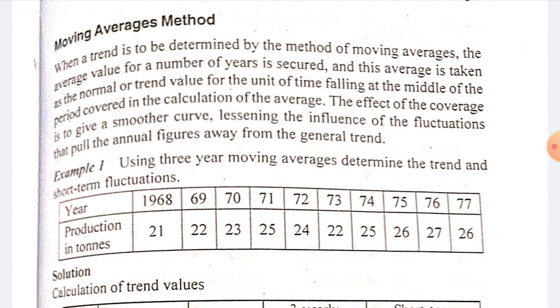The first example is: using 3-year moving averages, determine the trend and short-term fluctuations. The given data are the years 1968, 1969 up to 1977, and the production in tons is also given: 21 tons, 22 tons, etc., up to 26 tons. So the problem is 3-year moving averages. You have to find the 3 yearly moving averages to find the trend value.